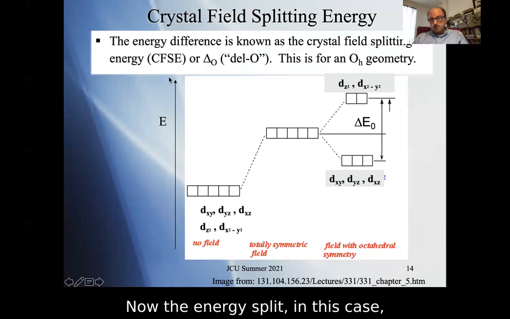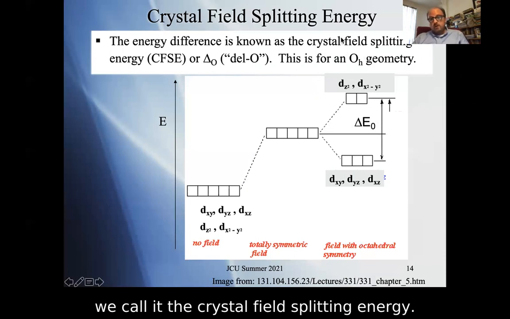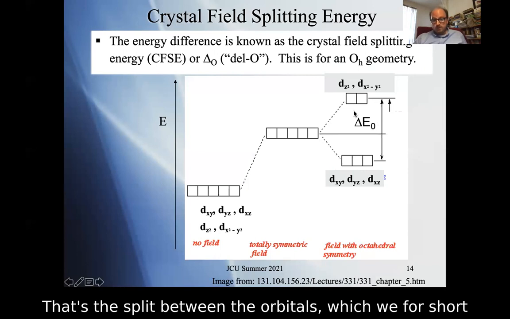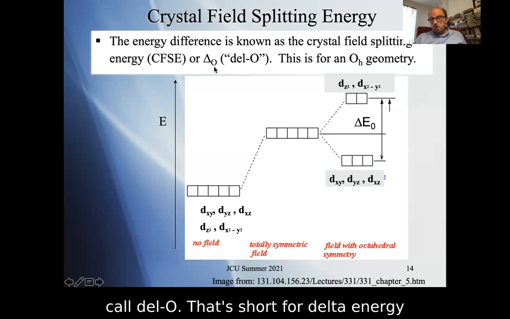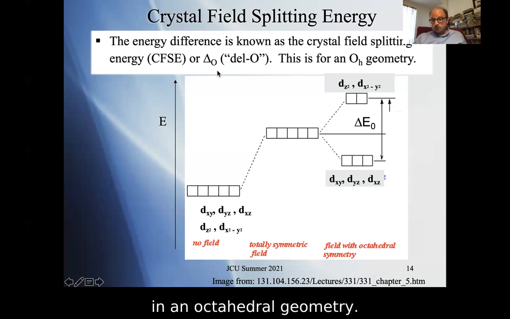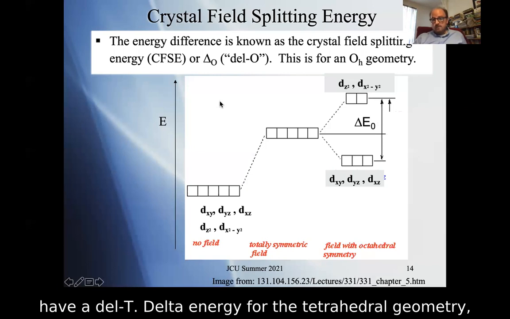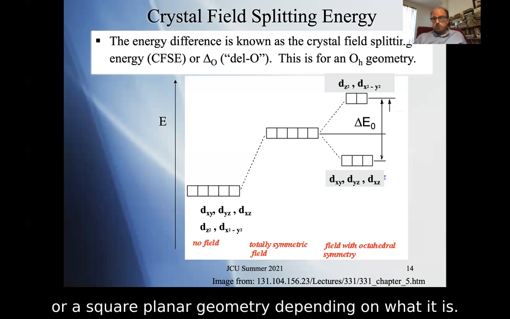All right, now the energy split, in this case since it's in the crystal field model, we call it the crystal field splitting energy. That's the split between the orbitals, which we for short call del O. So that's short for delta energy in an octahedral geometry. So if we were, say, tetrahedral, we'd have a del T, the delta energy for the tetrahedral geometry, or a square planar geometry, depending on what it is.